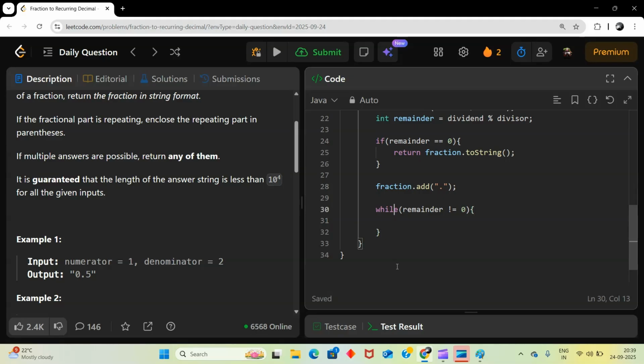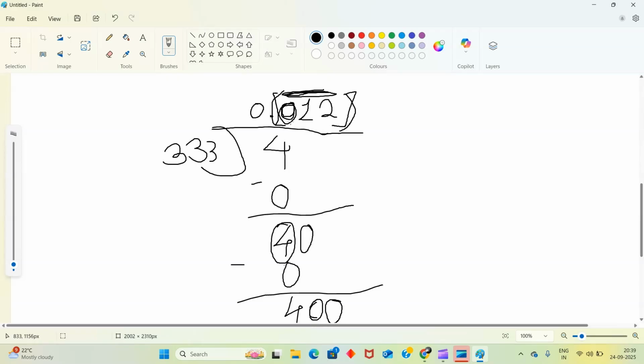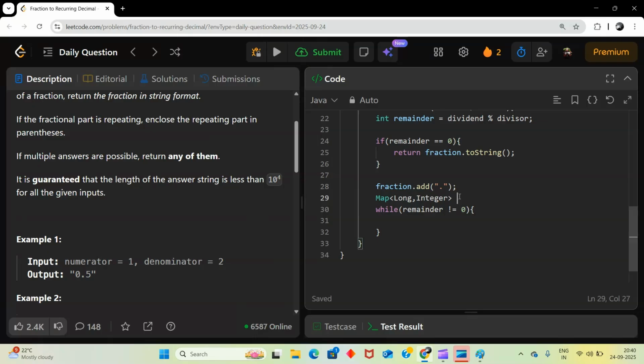To track that, we are going to use a map of Long, which will be the remainder, and we are going to use an Integer to store the index at which we got this. Here you can see in this example, at position 2, I got this 4, right? Then only I added this 0. So at this position I want to insert the opening bracket, so for that we will store the index. Map is equal to new HashMap.